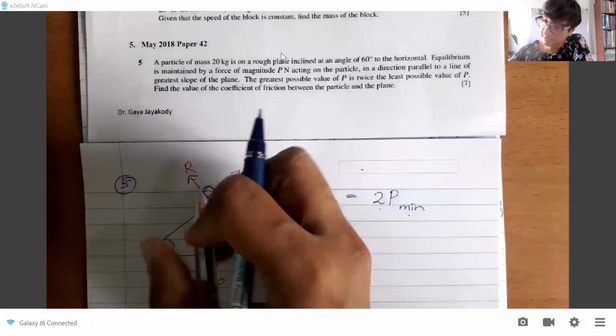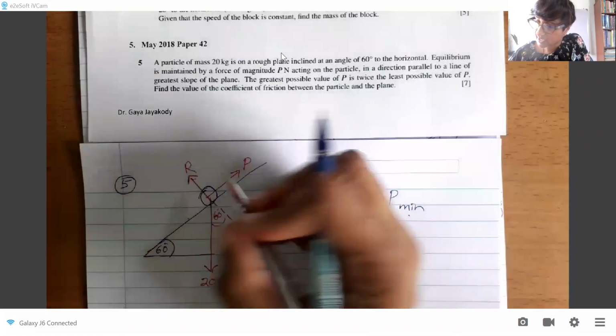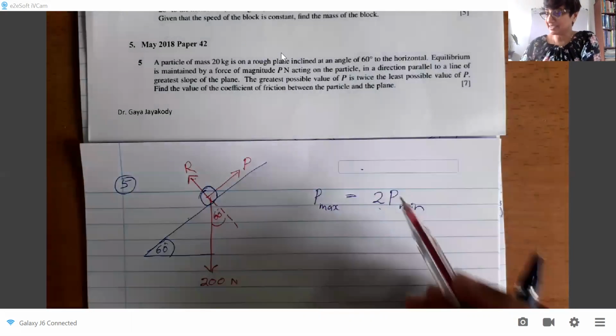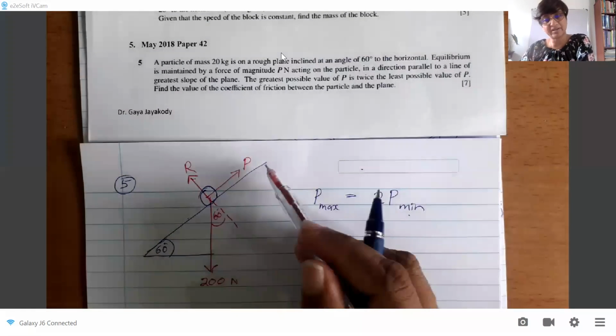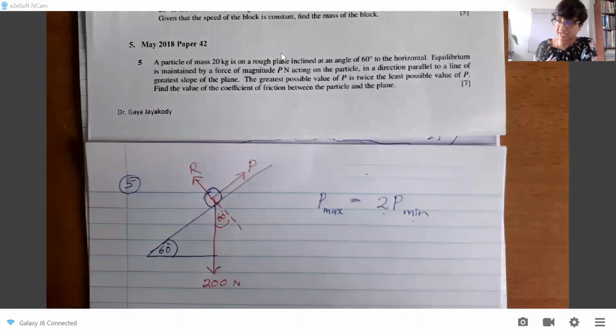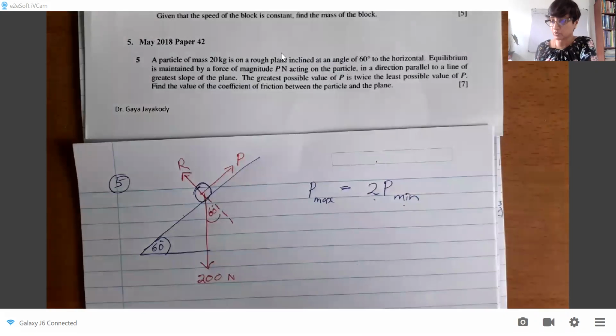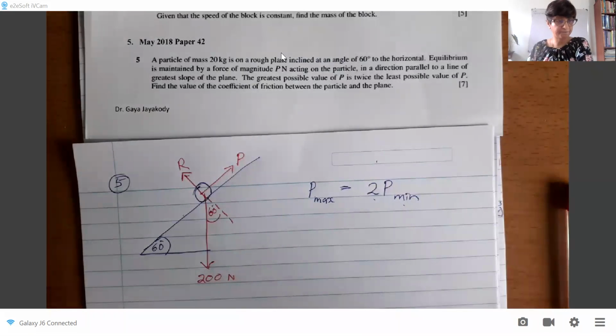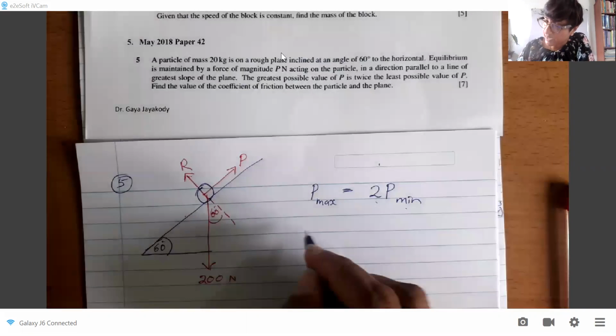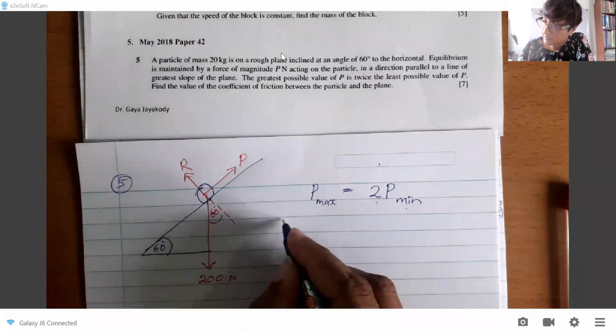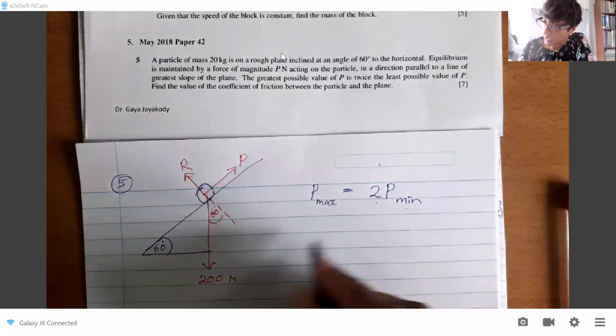Right, in this diagram I'll draw F. So it depends, right? If it is P max, it will be in one direction. When it is P min, it will be in another direction. F max will be in another direction. How do I show it? I can't show it. So what is P max? I'm going to just use a formula.